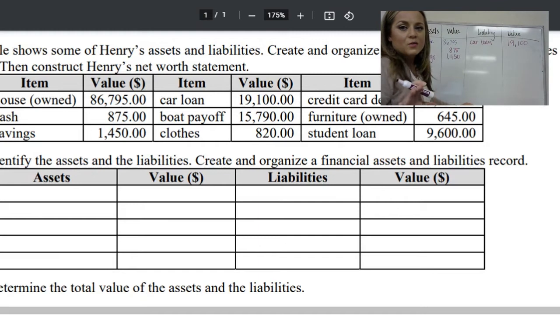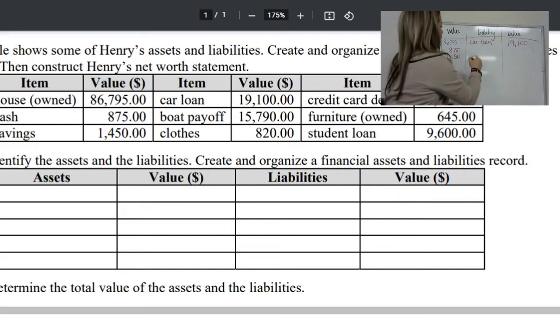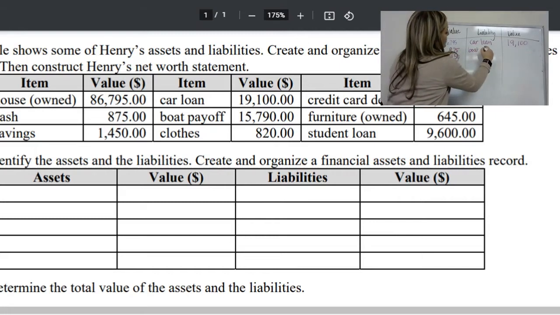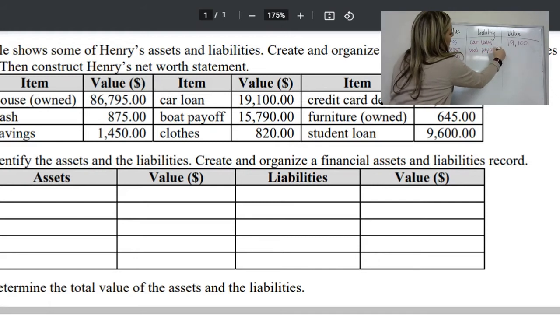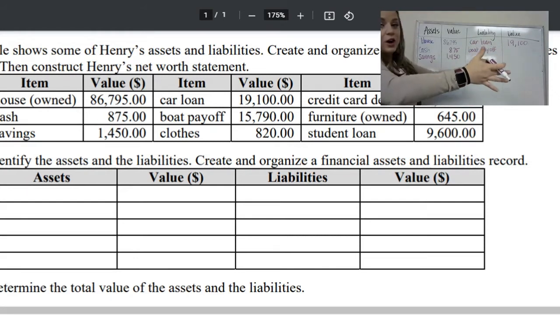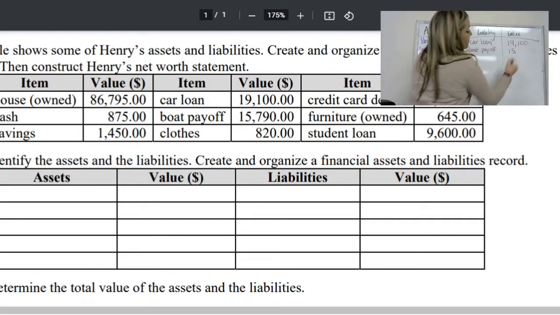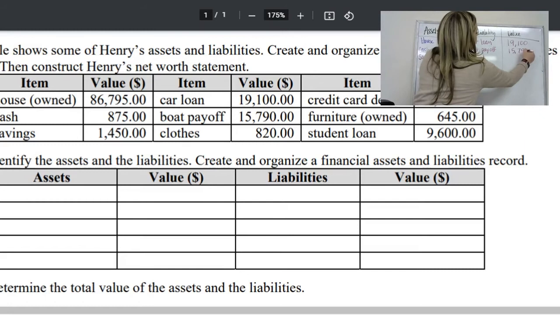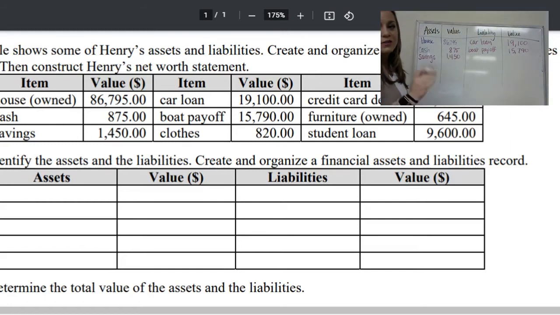Then we have a boat payoff. A payoff is how much you owe left on that boat. So it's the same as that car loan. On this boat, he owes $15,790. That's going to be a liability too because he doesn't outright own it. Payoff means that's what you have to pay off to fully stand clear on that. Then we have clothes. He owns those clothes. You're not paying on those clothes. So that's going to be an asset. Clothes, and that is $820.